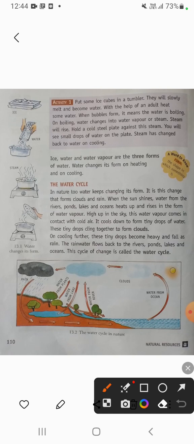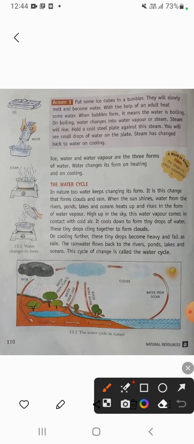The rainwater flows back to the rivers, ponds, lakes, and oceans. This cycle of change is called the water cycle. So, my dear students, in nature, water keeps changing its form. Okay? So, this forms the water cycle. Let us read how water changes its form.